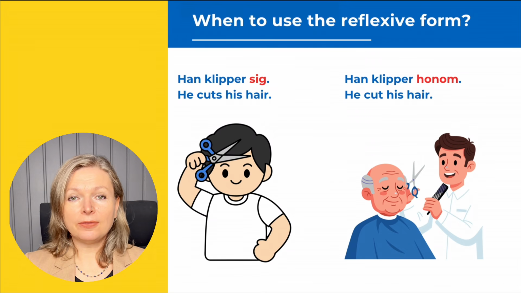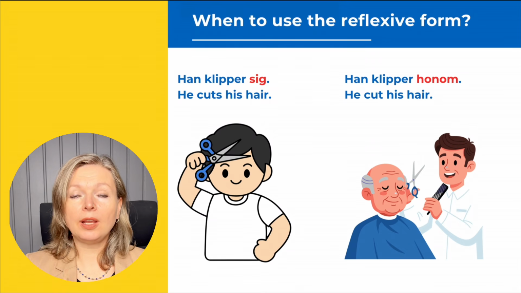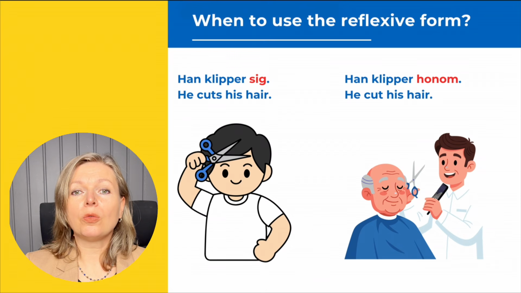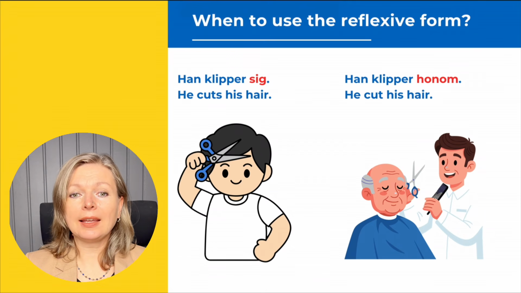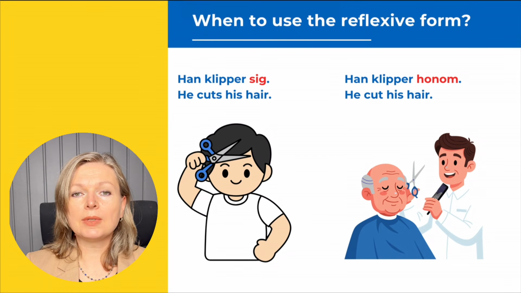When we use the reflexive form, we have only one person who acts. Like here, han klipper sig. He cuts his hair, his own hair. So the action goes back to the subject. He does something with himself.